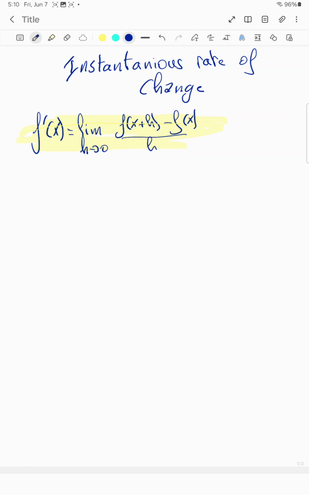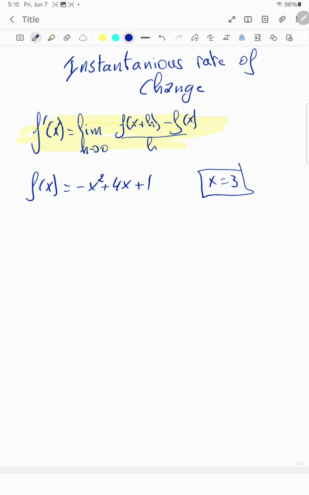Actually, the instantaneous rate of change is nothing but the tangent at a certain point. It's the tangent to that function. So if I take a function f of x equal minus x squared plus 4x plus 1, and I want to study the instantaneous rate of change for x equal to 3, all I have to do is apply the formula that I highlighted.